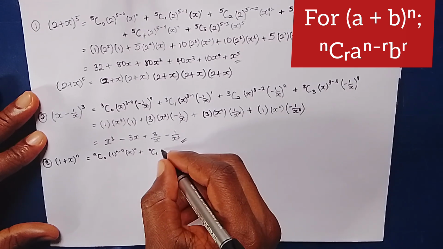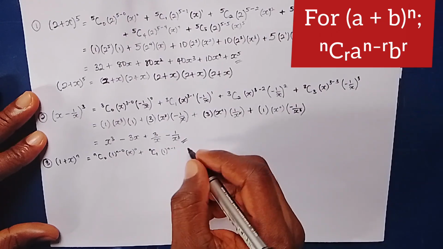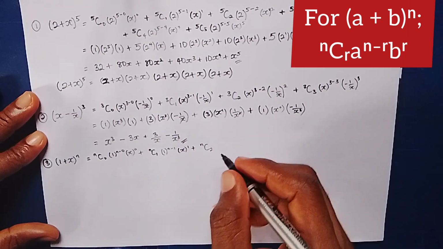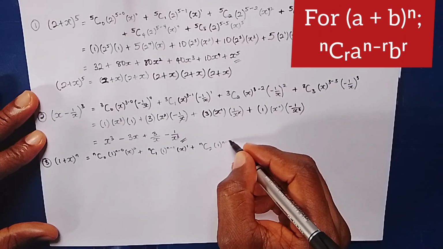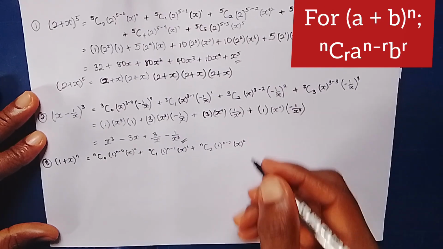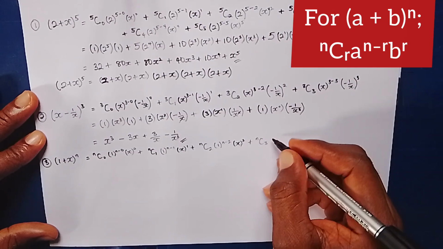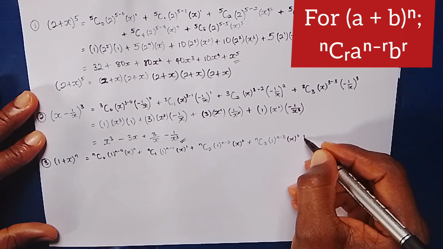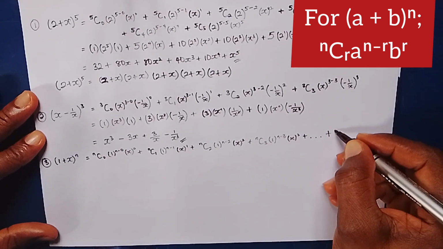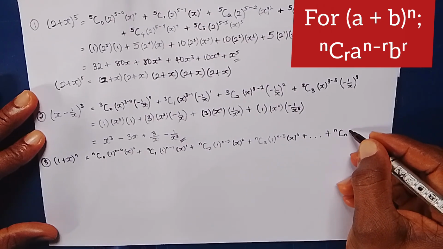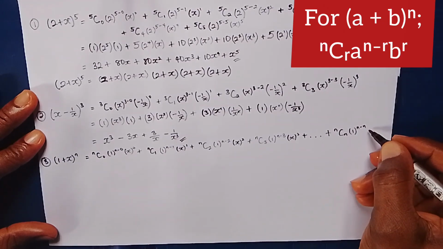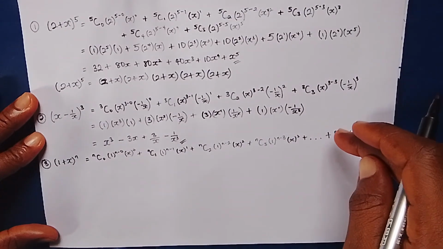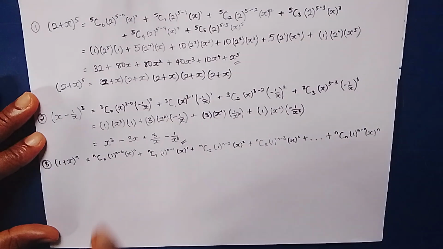nC1 times 1 raised to power n minus 1 times x raised to power 1, plus nC2 times 1 raised to power n minus 2 times x raised to power 2, plus nC3 times 1 raised to power n minus 3 times x raised to power 3. And this goes on and on until we get to nCn times 1 raised to power n minus n and x raised to power n. We don't know what our n value is, but it continues until r gets to n. So let's simplify this.